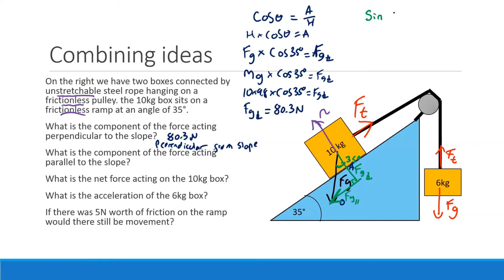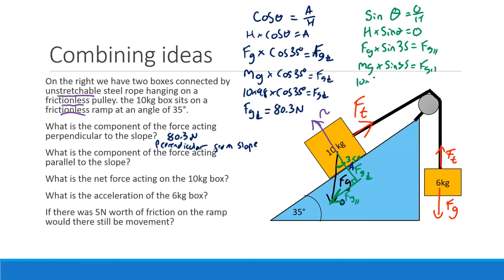So we're going to look at sine theta, because it's now opposite over hypotenuse. We've got hypotenuse times sine theta equals the opposite. What we've got is FG times sine 35 equals FG parallel to the slope. So that's going to be this force downwards, and that's actually one of the forces that we really care about. So that's going to be, again, mg times sine 35 equals FG parallel.